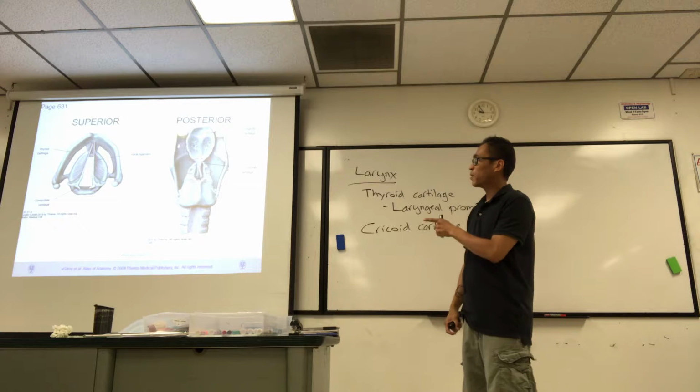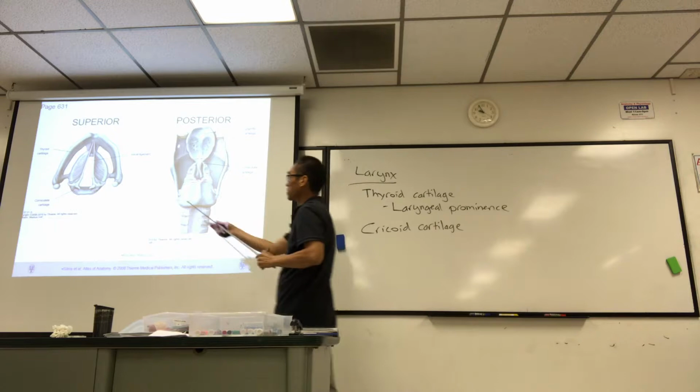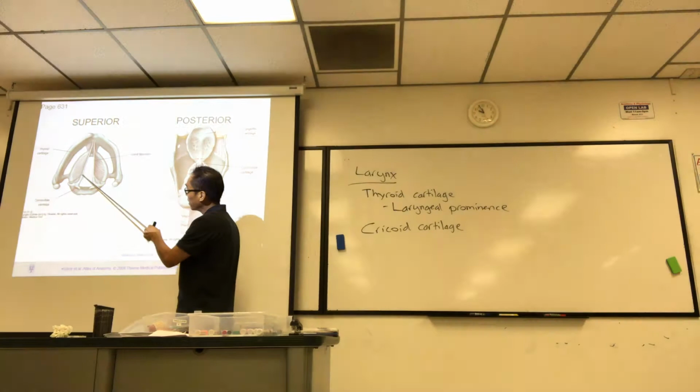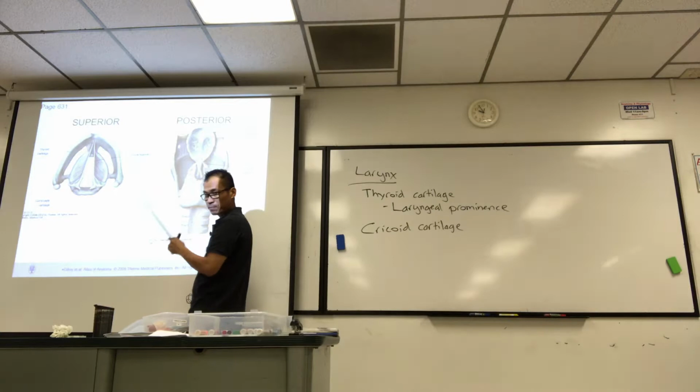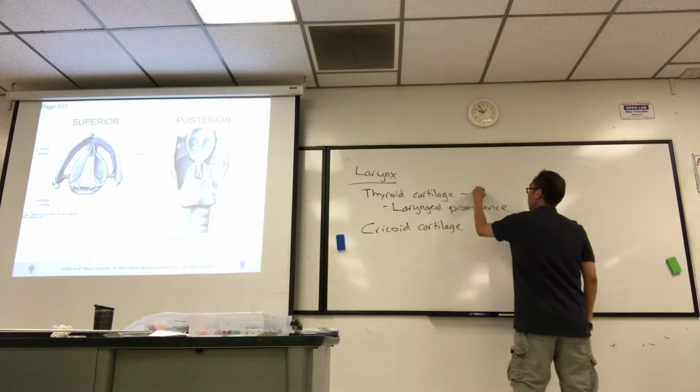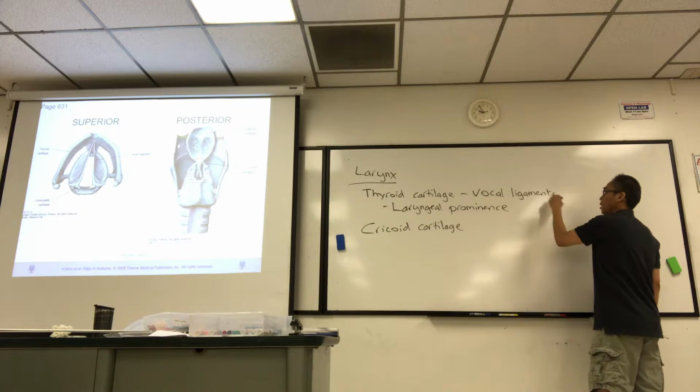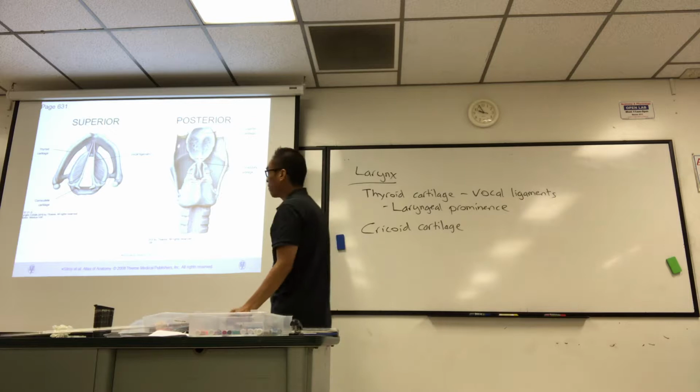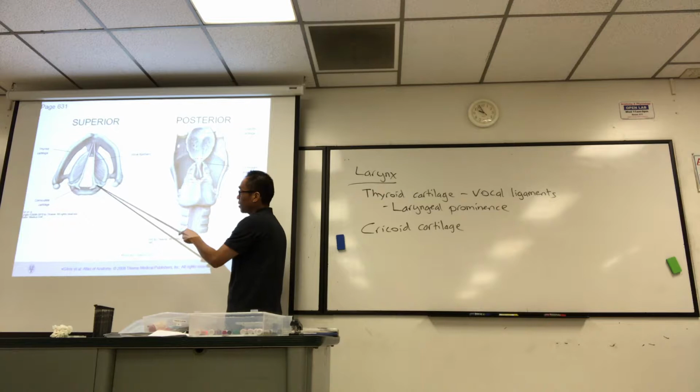All right, superior view, posterior view of the larynx. Superiorly, let's look at that one first. Here's my big old thyroid cartilage. Inside, I see these ligaments. Those are your vocal cords, or vocal ligaments. Notice how the vocal ligaments attach to the inside of the thyroid. Then they go posteriorly, and they each attach to a separate arytenoid cartilage.